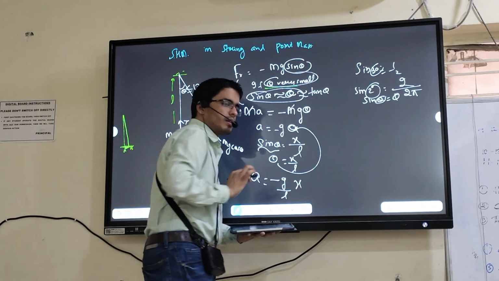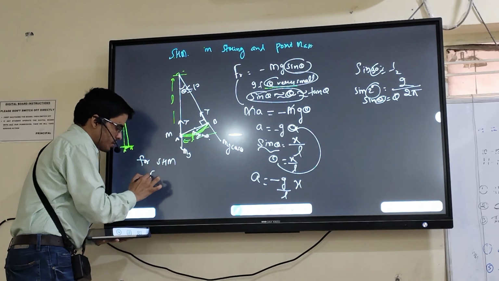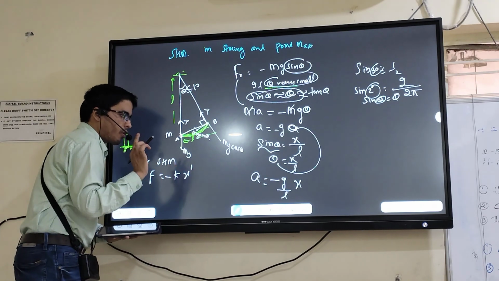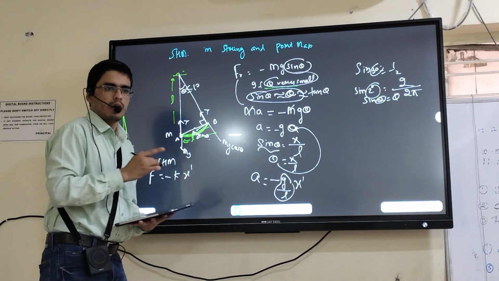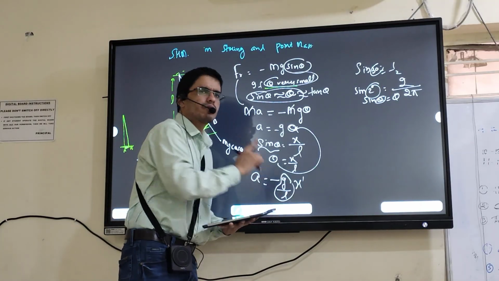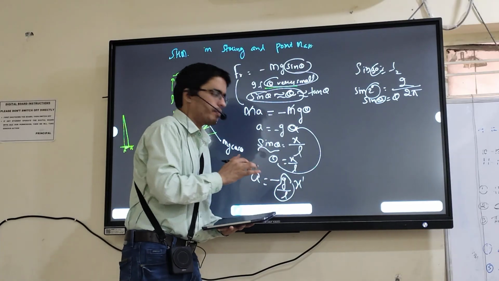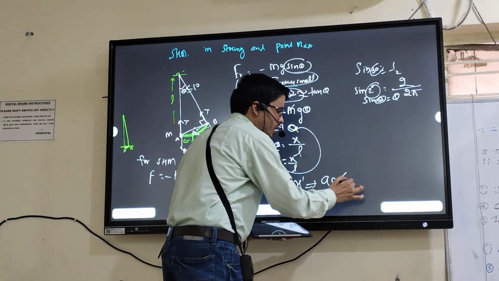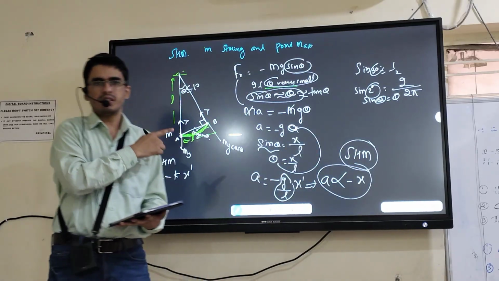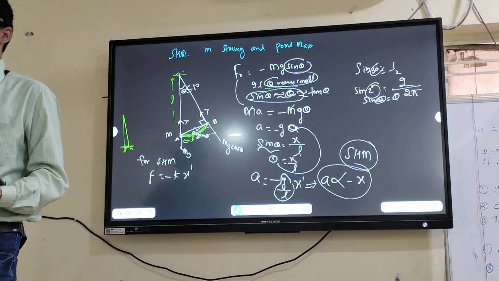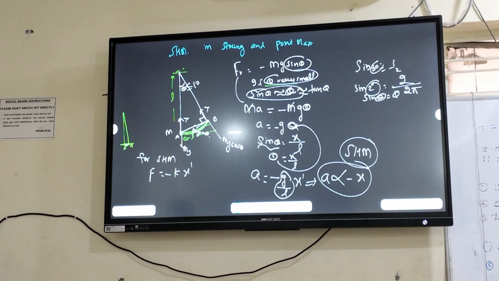Now see, I told you that for oscillation in simple harmonic motion, the force is minus k x power 1. Here also it is power 1. And that is called a constant. See, is g constant or variable? Constant. Here also constant. It seems A is directly proportional to minus x. That is simple harmonic motion. Okay, all of you?